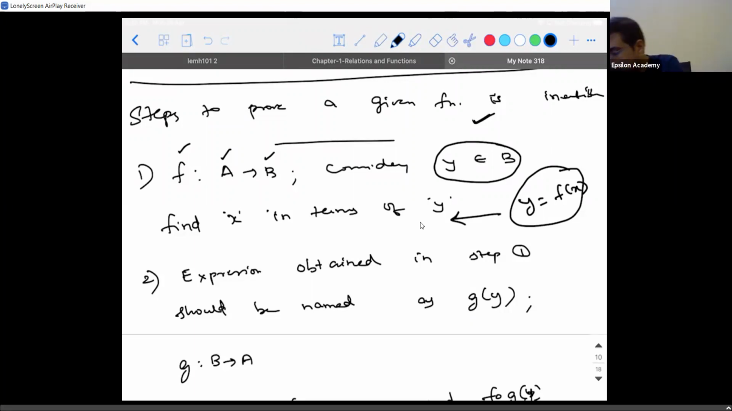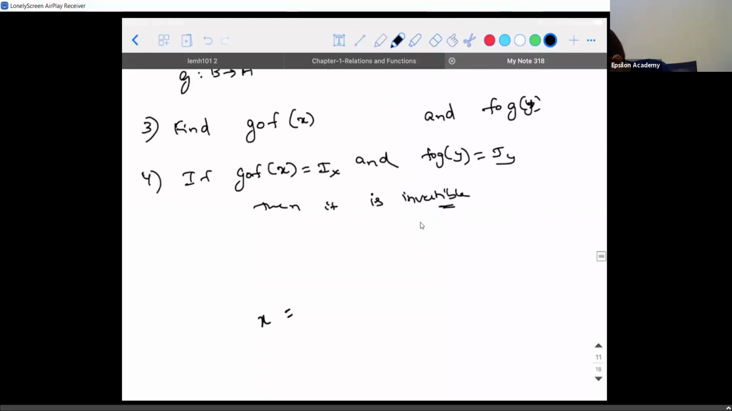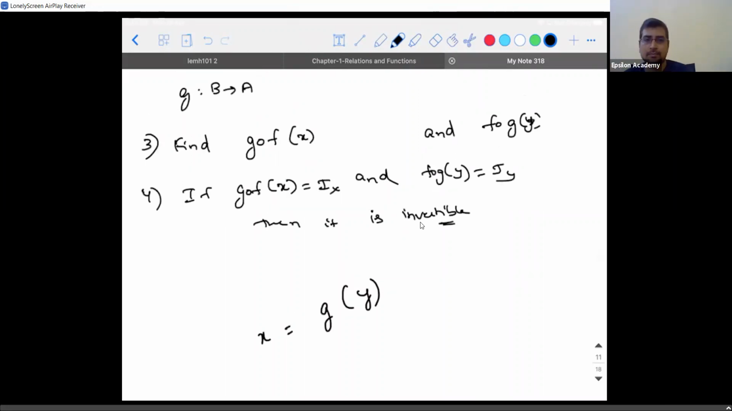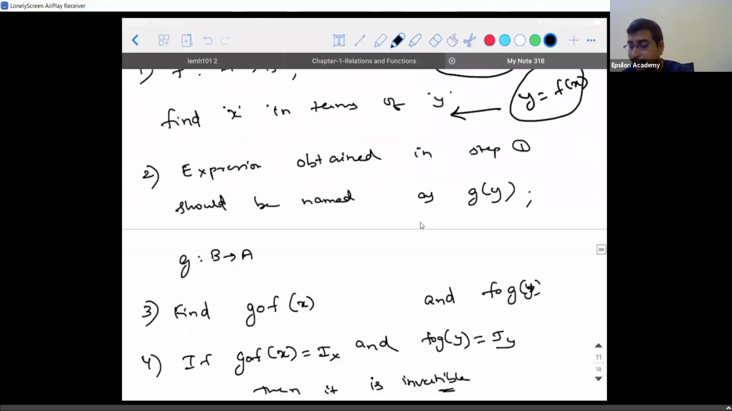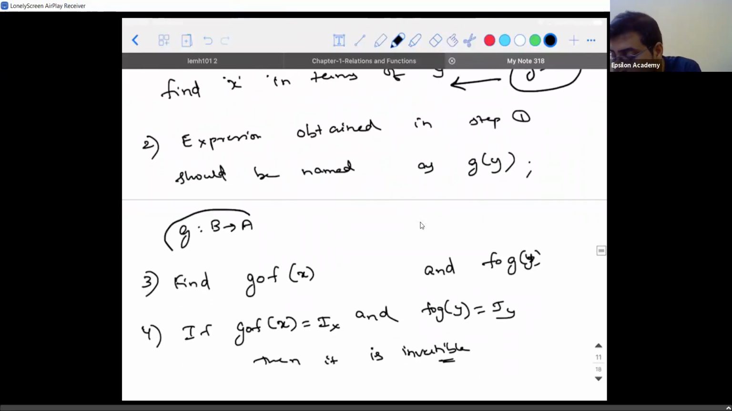Okay. Then you will get x in terms of y. That's something we will call g. So the expression obtained in step 1 should be named as g of y such that g should be mapped from where to where? G should be a function mapped from B to A, and that function is the inverse which we are trying to define. If I try to define it as the inverse of the given function f, then what mathematical conditions is it supposed to satisfy according to definition number 9?